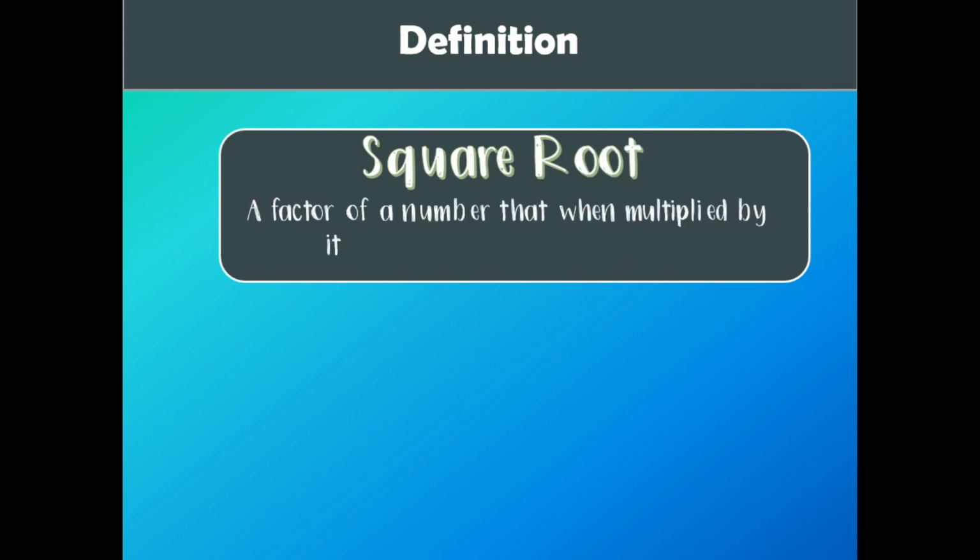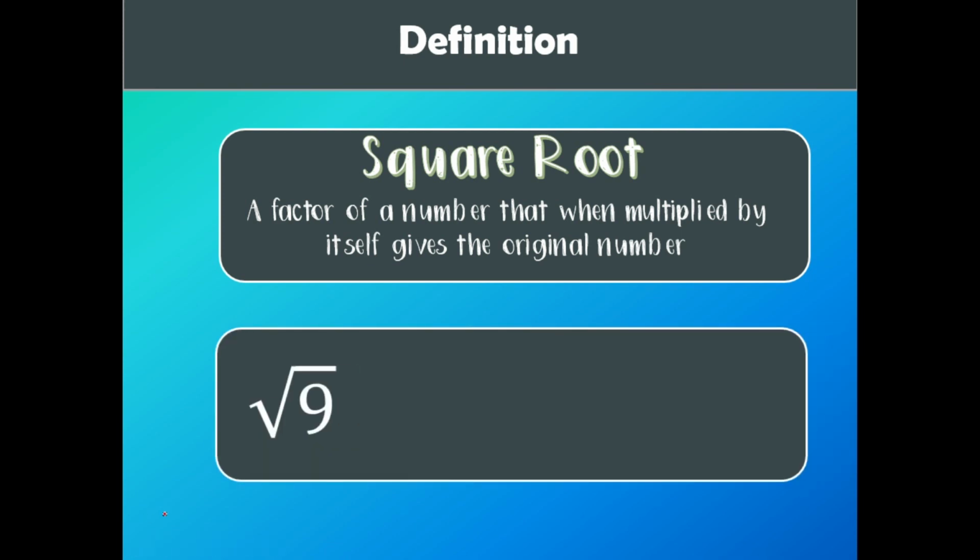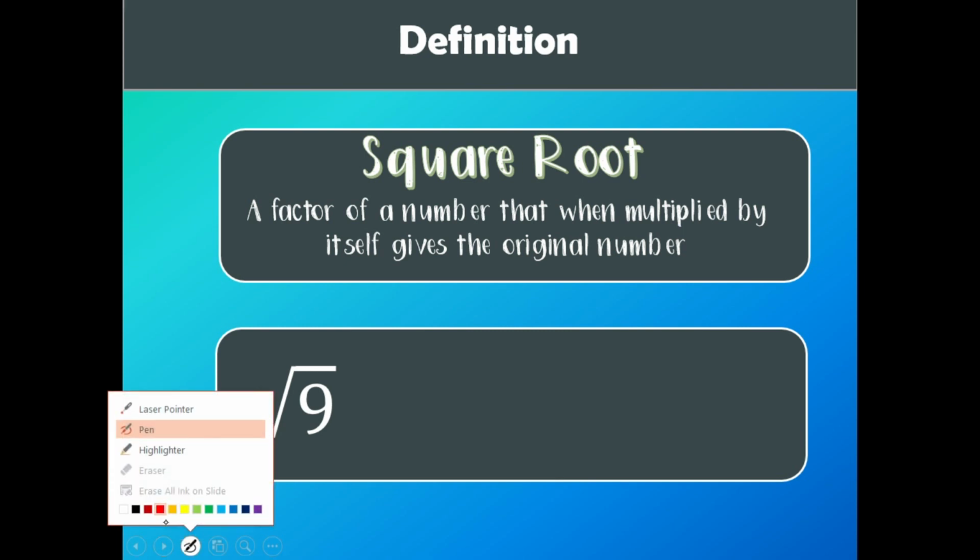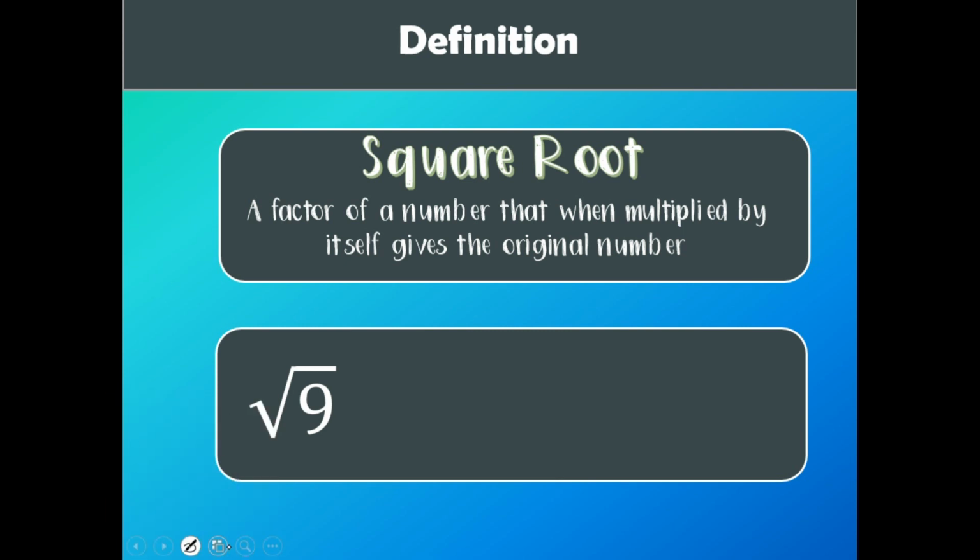So, a square root is a factor of a number that when multiplied by itself gives the original number. For example, we have here the square root of 9. So, this symbol, ito ay tinatawag na radical sign. Okay? Tapos yung number na 9 that is inside the radical sign, itong 9, tinatawag ito na radicand.